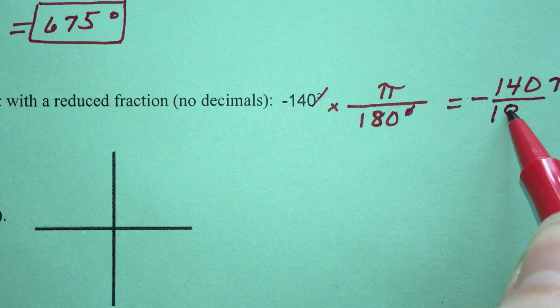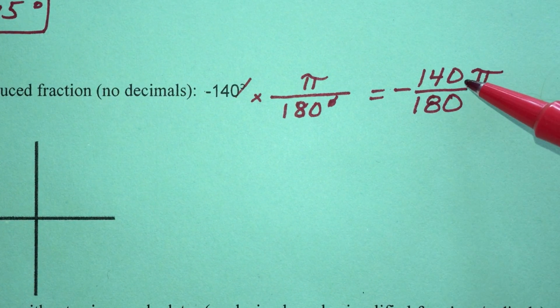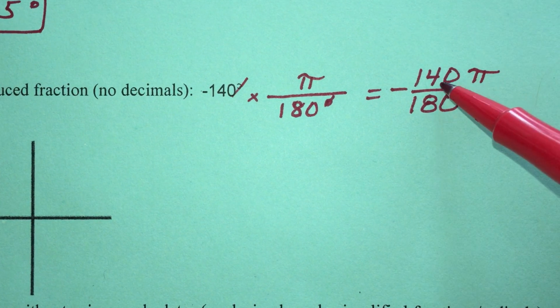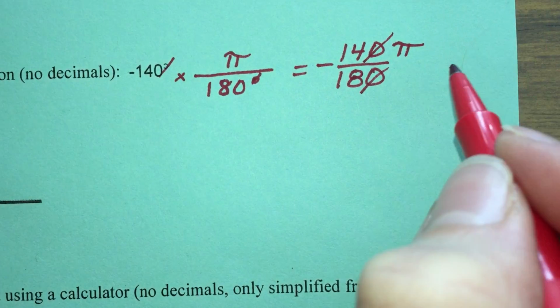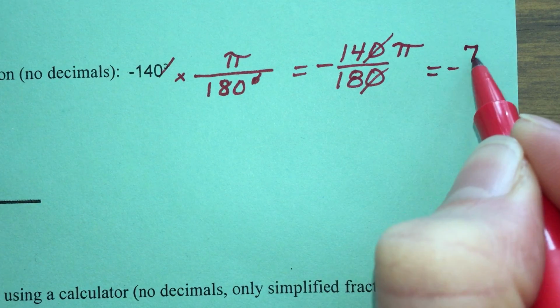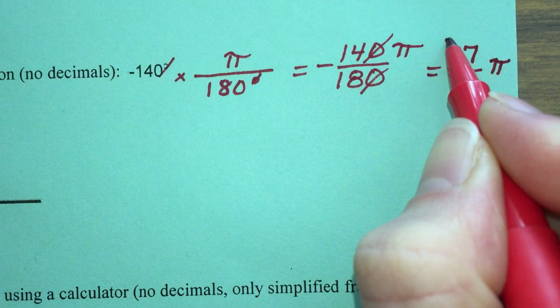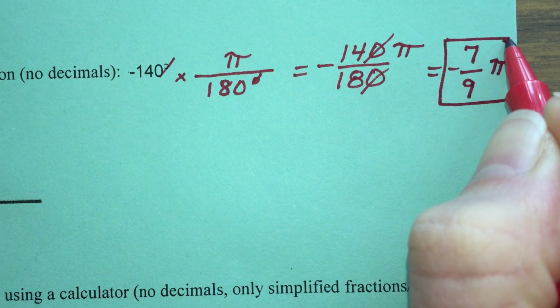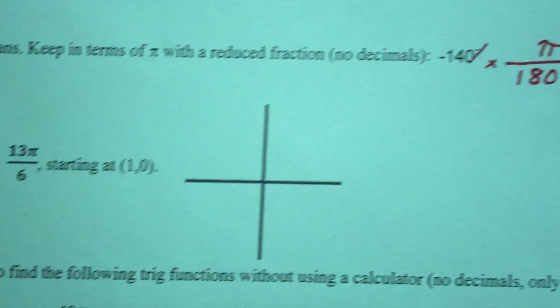Here you want to use some elementary school math to be able to simplify that fraction. So I can divide the top and bottom by 10, and that will cancel the zeros. I can divide the top and bottom also by 2, and that will simplify it further. So 14 divided by 2 is 7. 18 divided by 2 is 9. And we're left with negative 7 ninths pi.